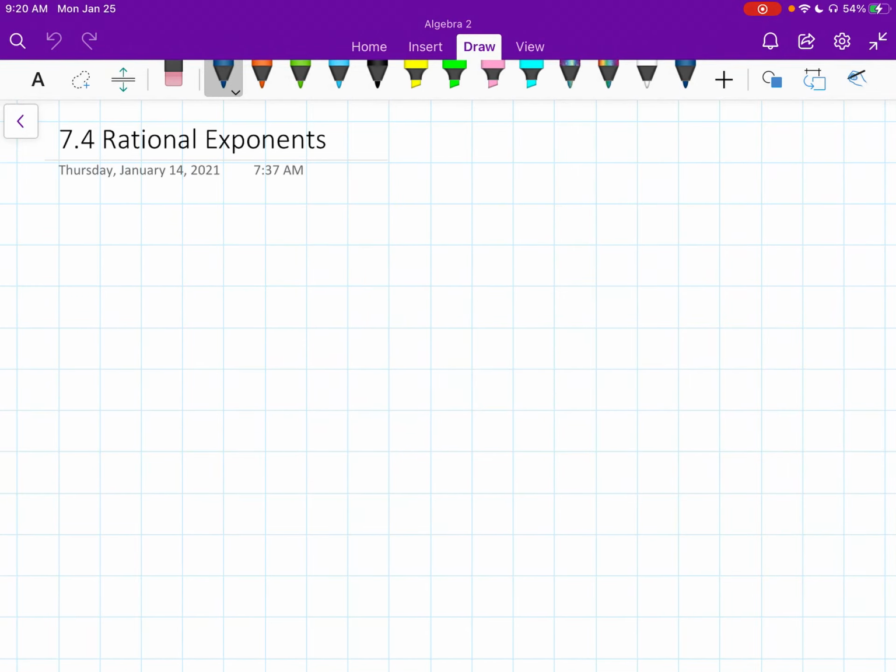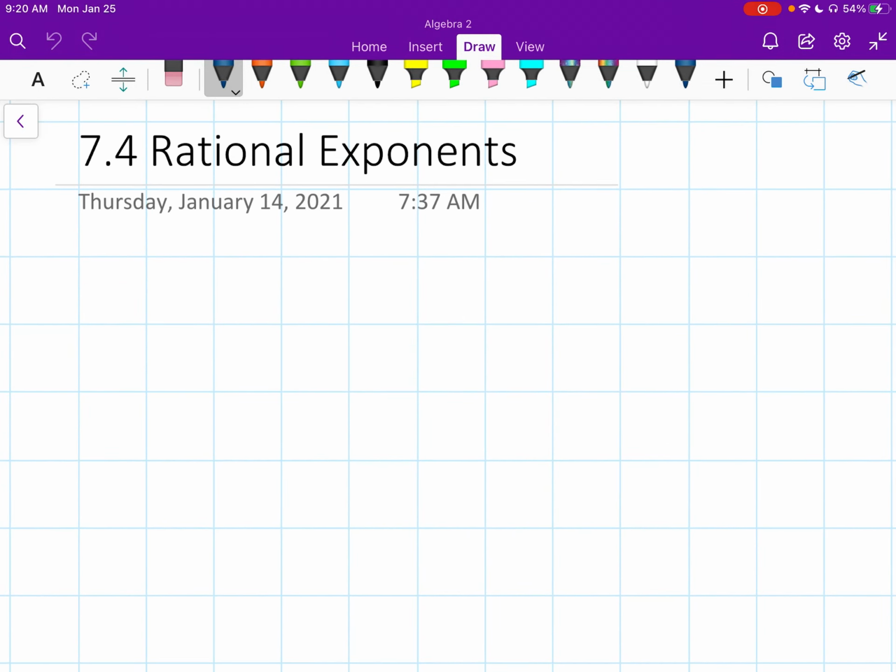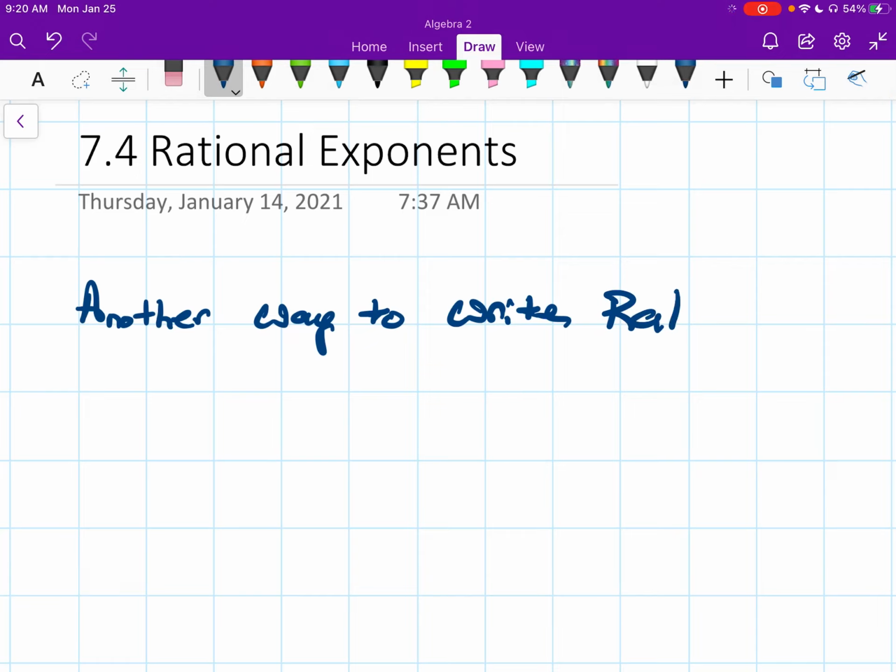Okay, 7.4 rational exponents. So the big idea here is going to be that we're going to talk about another way to write radical expressions, another way to write rational expressions. All right, and a rational expression is something with a root.